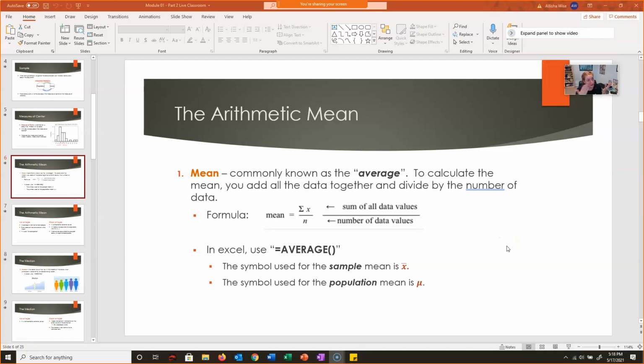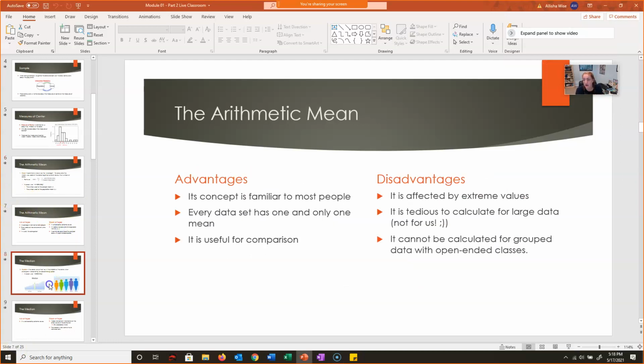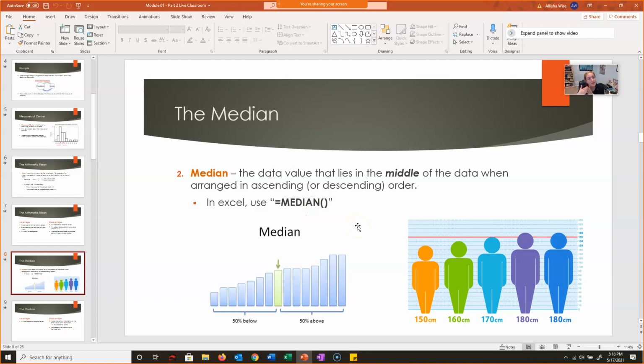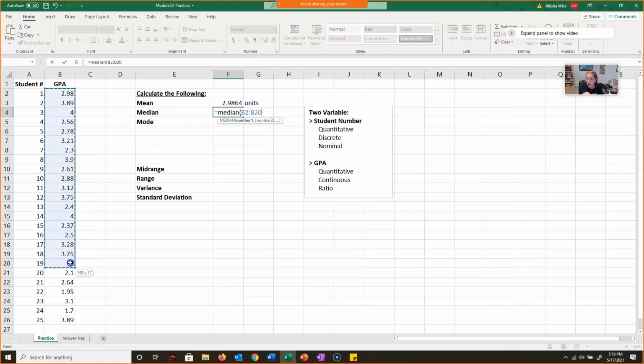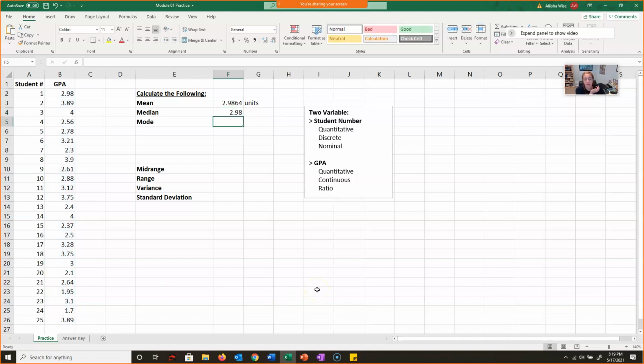Okay, so we did the mean, which was the average. Let's go ahead and talk about the median. So the median is the middle of the data. So if we were to line all the data up from the smallest to the largest, we would pick that middle value or the average of the two middle values, depending on the sample size. Luckily, we don't have to do any of that work. We just have to use the formula median in Excel. So let's go ahead and do that together. So median, we just select equals median and select all of our data. Close parenthesis and hit enter.